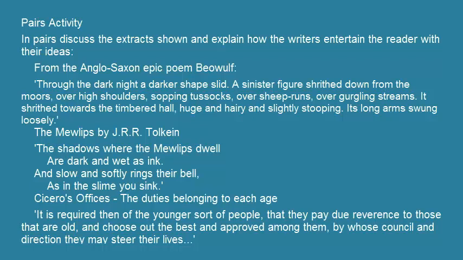From the Anglo-Saxon epic poem Beowulf. Through the dark night a darker shape slid. A sinister figure writhed down from the moors, over high shoulders, sopping tussocks, over sheep runs, over gurgling streams. It writhed towards the timbered hall, huge and hairy and slightly stooping, its long arms swung loosely.